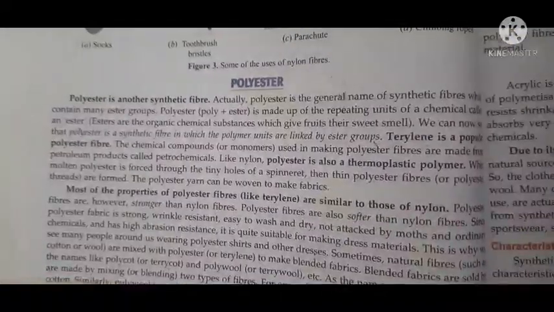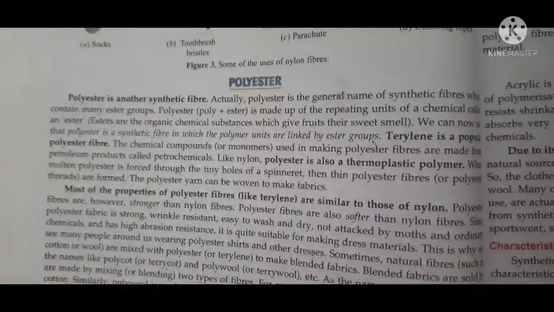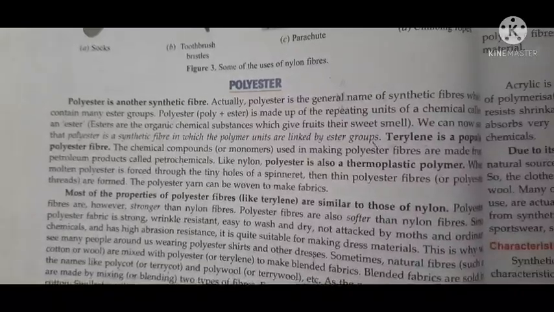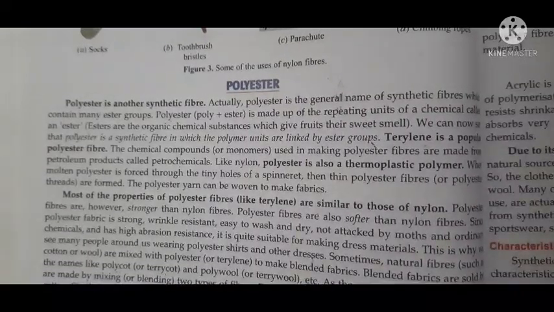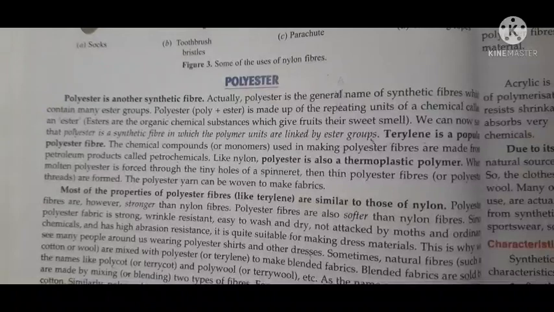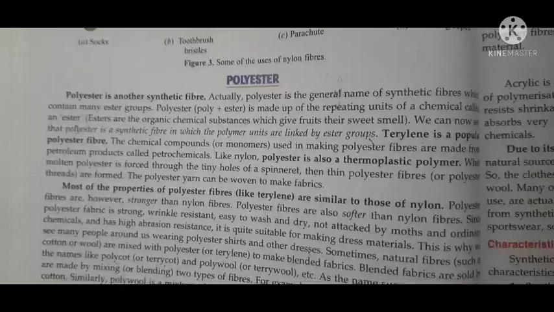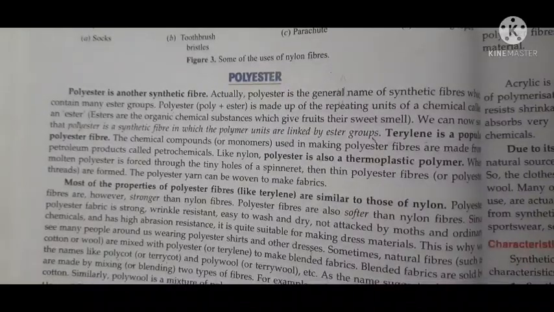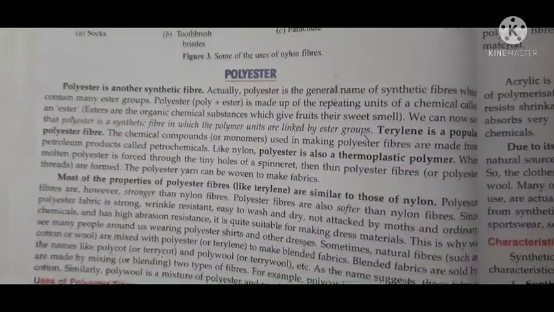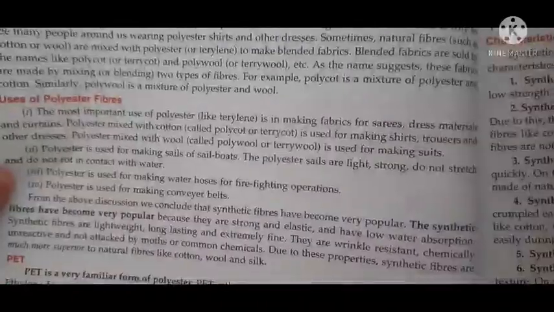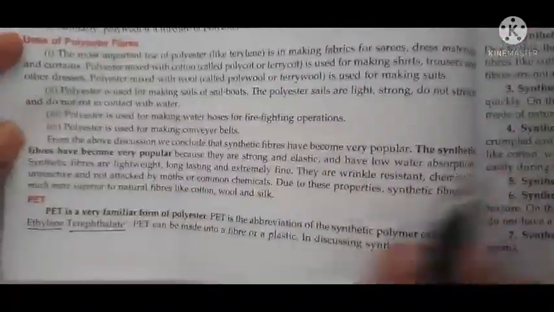So we have already discussed polyester. You know what a polyester is? It's a synthetic fiber. Polyester fiber is made up of a polymer, polyester. Polyester means many ester groups are joined here. And nylon is also called polyamide, which means the polymer is a polyamide and the monomer is amide. Poly means many. So today we will discuss PET.